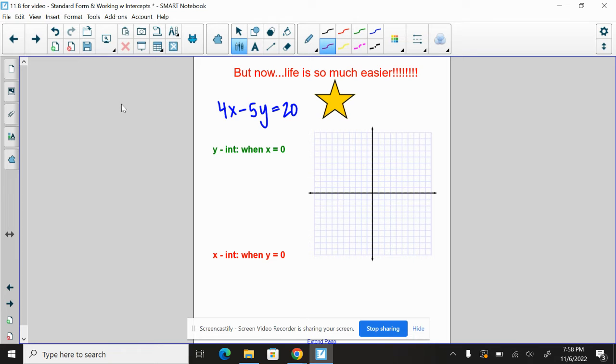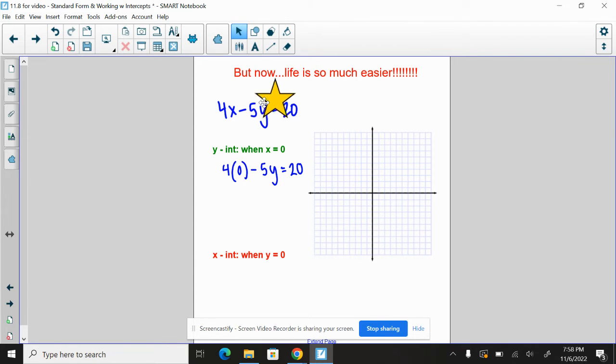So remember, our y-intercept is when x equals 0, and our x-intercept is when y equals 0. So instead of having to go around and solve for y and subtract and then divide, and you're dealing with negatives and all of that, our life is so much easier. So if our y-intercept is when x equals 0, if I plug in 0 for x into this equation, I get 4 times 0 minus 5y is equal to 20. Now, what's 4 times 0? Just 0. So guess what?